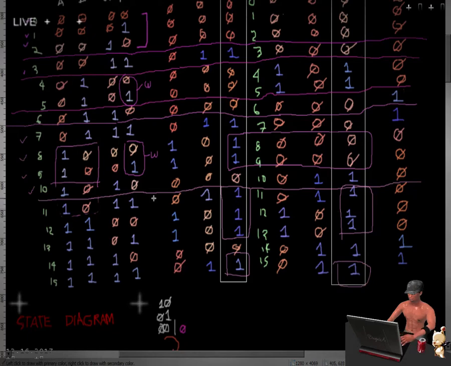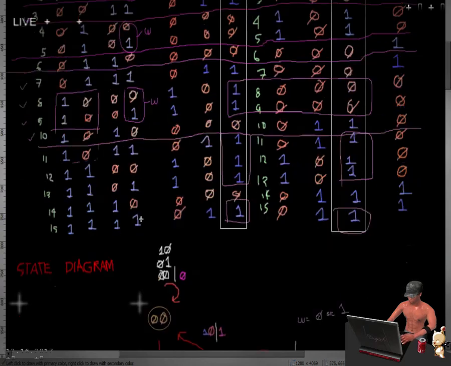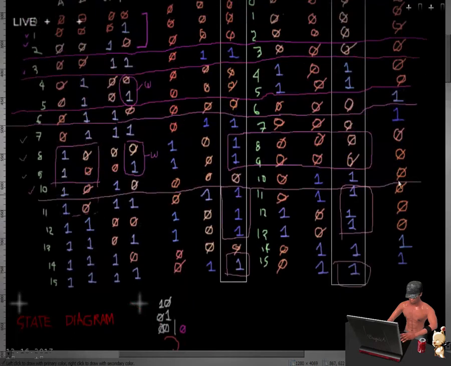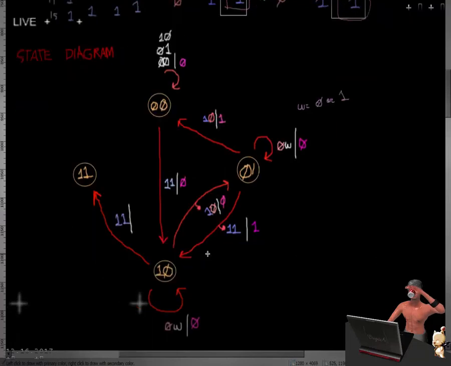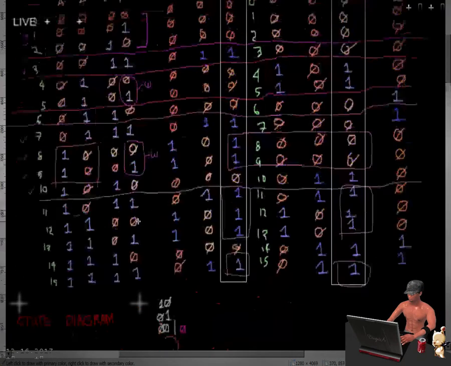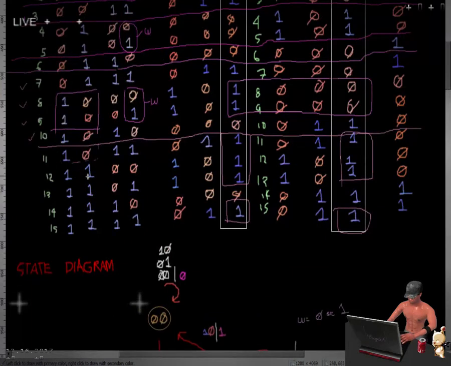1, 1. 1, 1, 1. Oh wait, look at this, guys. This one is by himself because his present state is 1, 1. The input is 1, 1, and what is the output? 1, 1, 0. So the output is 0. Then we have 1, 1 here, present states of 1, 1.